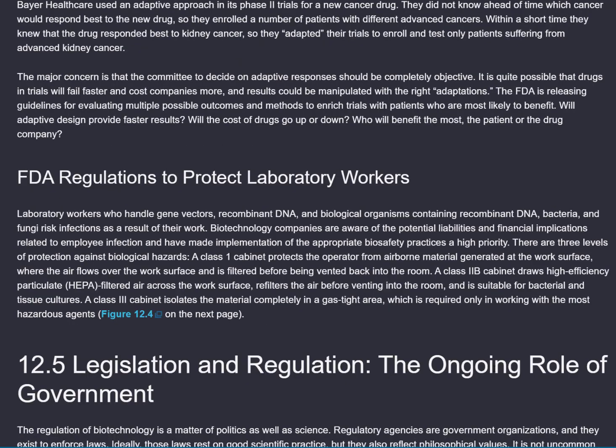Bayer Healthcare used an adaptive approach in its phase 2 trials for a new cancer drug. They did not know ahead of time which cancer would respond best to the new drug, so they enrolled a number of patients with different advanced cancers. Within a short time they knew that the drug responded best to kidney cancer, so they adapted their trials to enroll and test only patients suffering from advanced kidney cancer.